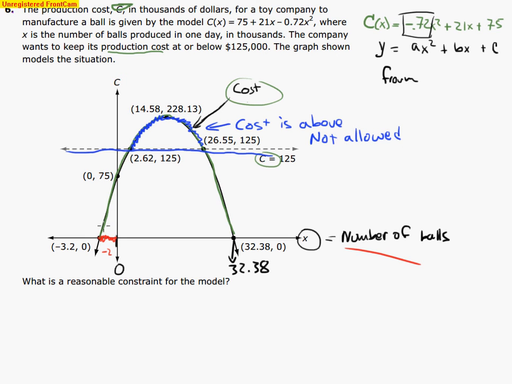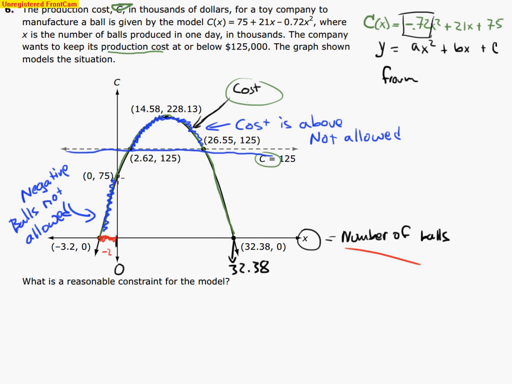Let's talk about some other stuff. Over here, this is also not allowed because it has negative balls. Negative balls not allowed. Now, that only leaves us the leftover green part of this graph as good parts.